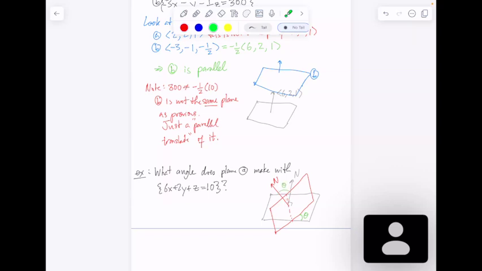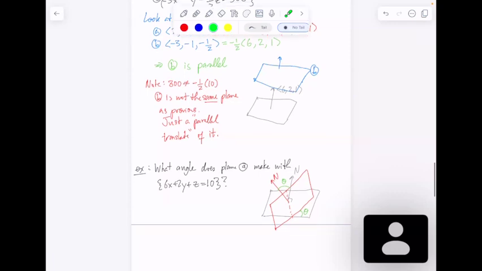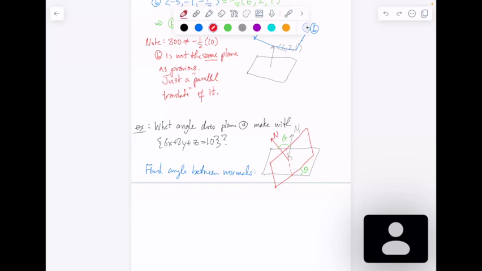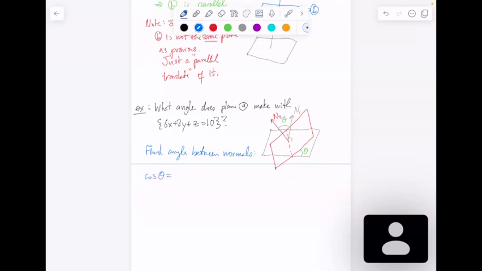So instead of looking for some weird geometric method of finding the angle between two-dimensional surfaces, you could just look at the angle between vectors, which we know how to do. So the strategy here is to find the angle between the normal vectors. How do I find the angle between two normal vectors, or between any two vectors? If I label this, then cosine of theta must be equal to the dot product divided by the magnitudes.